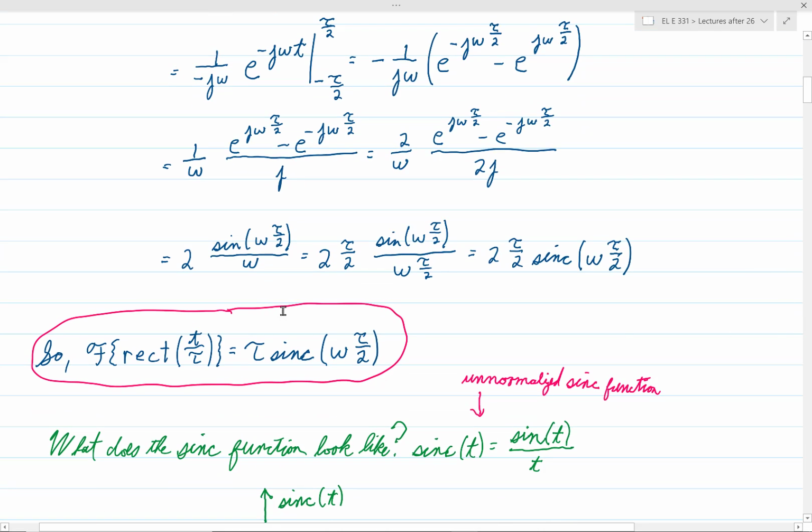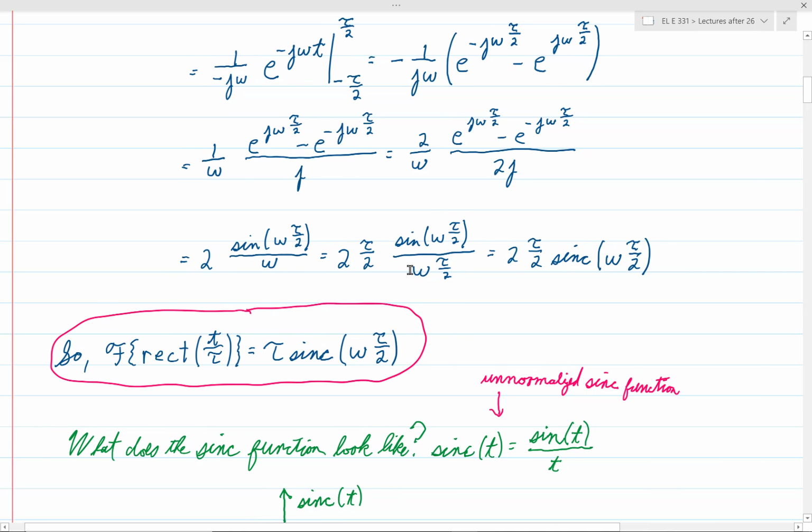And now I will multiply the numerator by tau/2 and the denominator by tau/2. And so then we will have 2 times tau/2, and then this function, the sine of omega tau/2 divided by omega tau/2, that's the function that is probably new to you, is called the sinc function. And so in this case, that would be the sinc of omega tau/2.